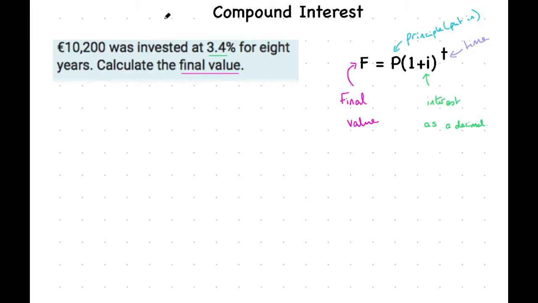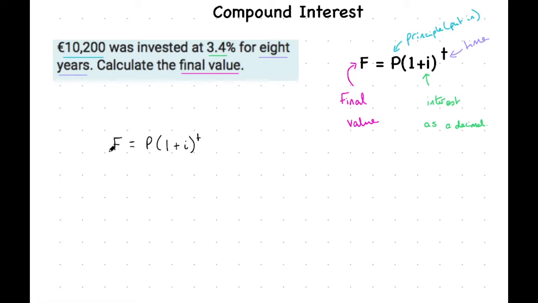And we have the principal, which is going to be our 10,200 here. We have that, what we put in. If we invested it, it means we put it in. And the time is there as well, so we have the 8 years. So all I need to do now is into this formula, which is the final value is equal to the principal, what we put in, multiplied by 1 plus I. Remember, I must be a decimal, to the power of t.